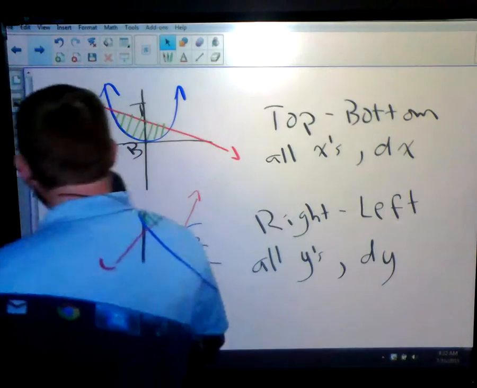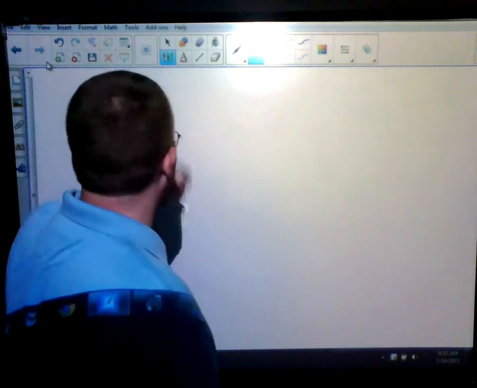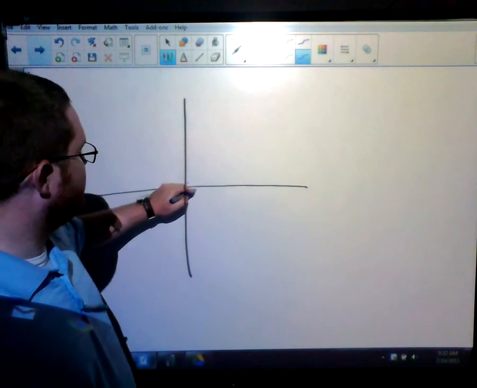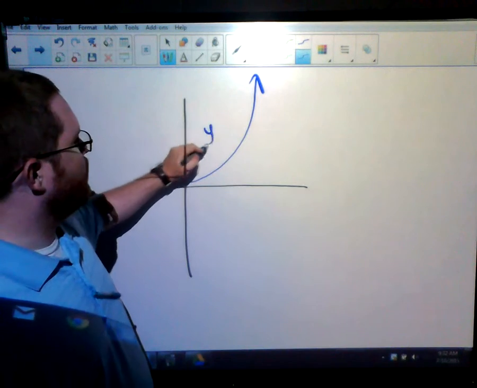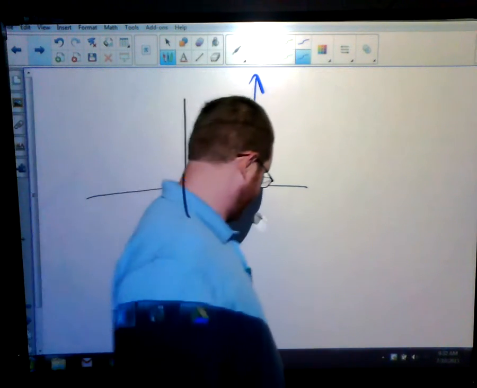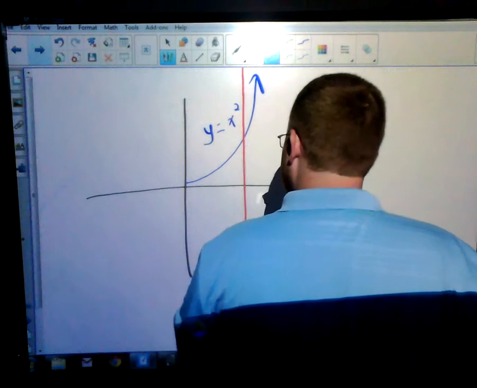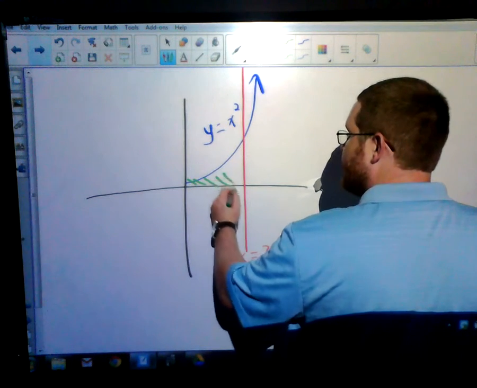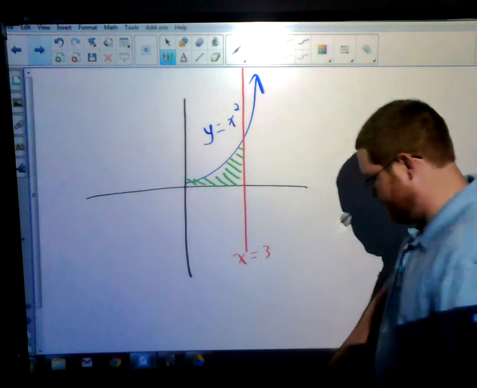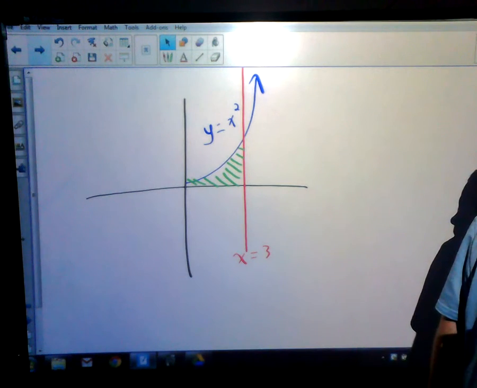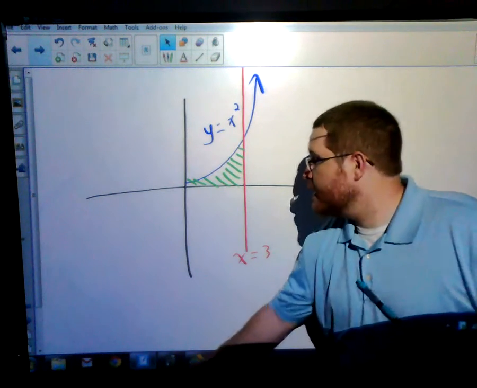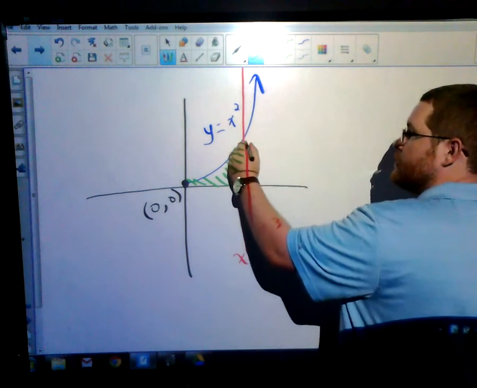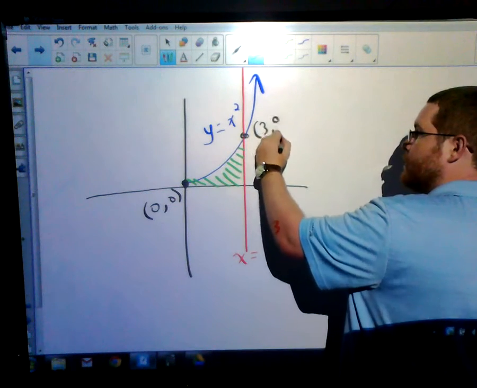Sometimes it doesn't matter. For example, what if I have a graph like this? And let's call this y equals x squared. And this is the line, x equals 3. And this is the area I want to find in here. Okay? First thing, let's find this intersection down here. That's 0, 0. What's this intersection up here? Well, if x is 3, y must be 9.